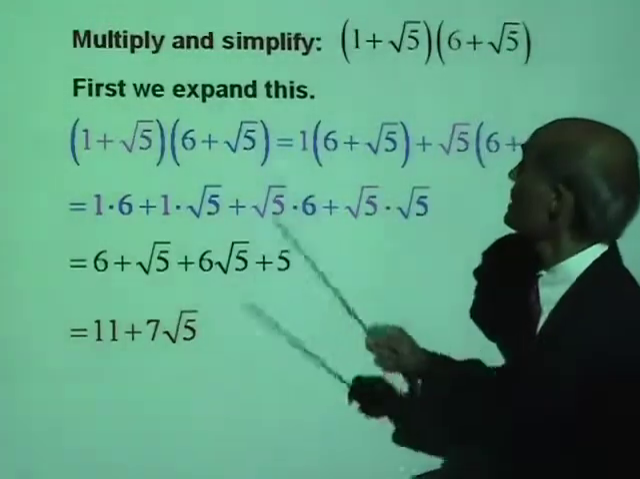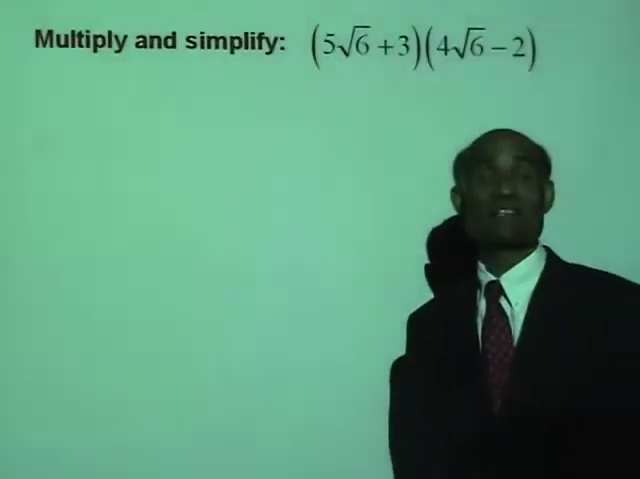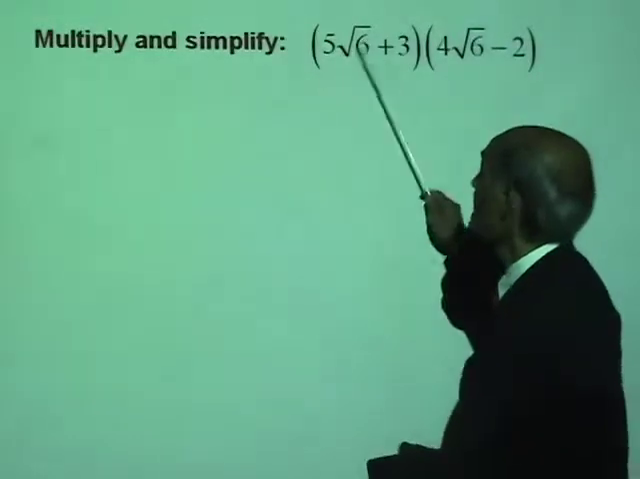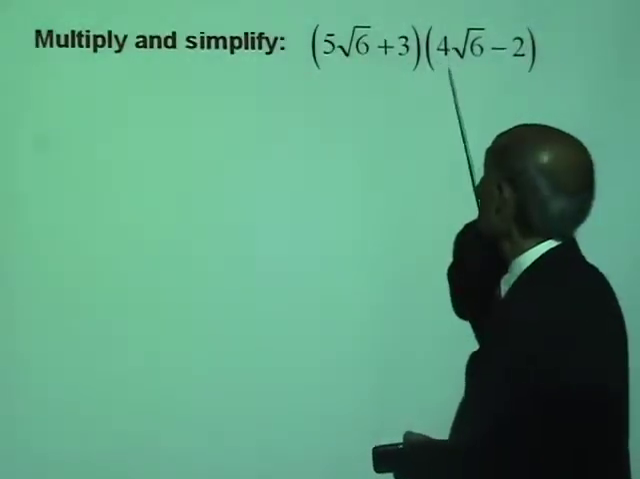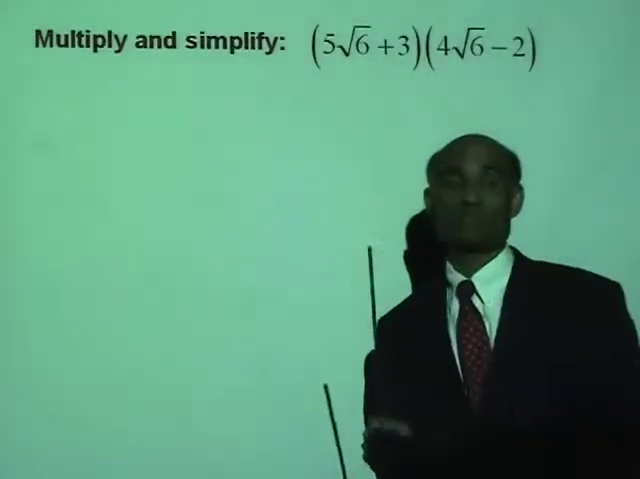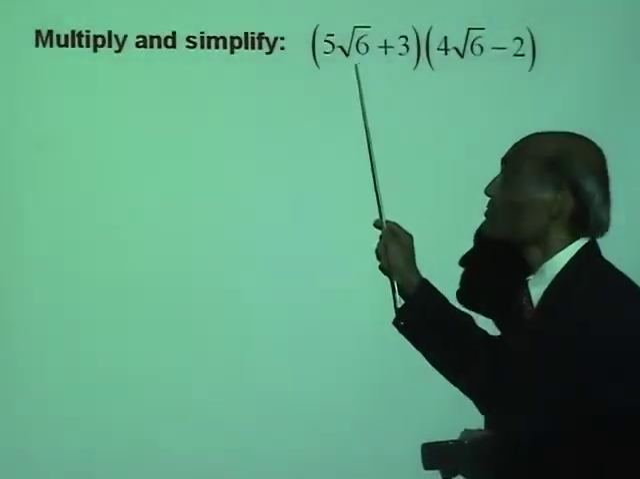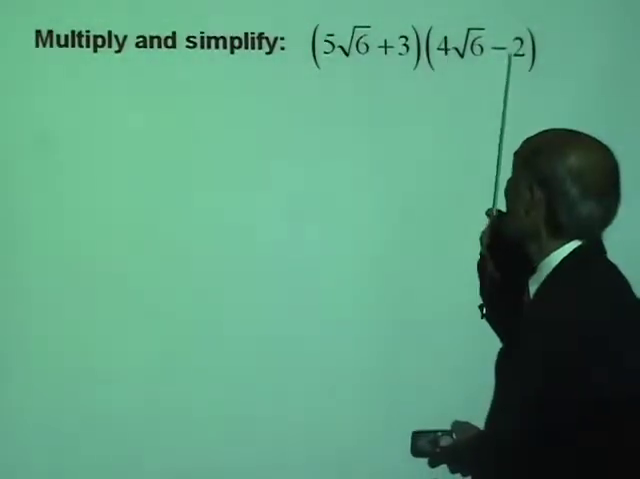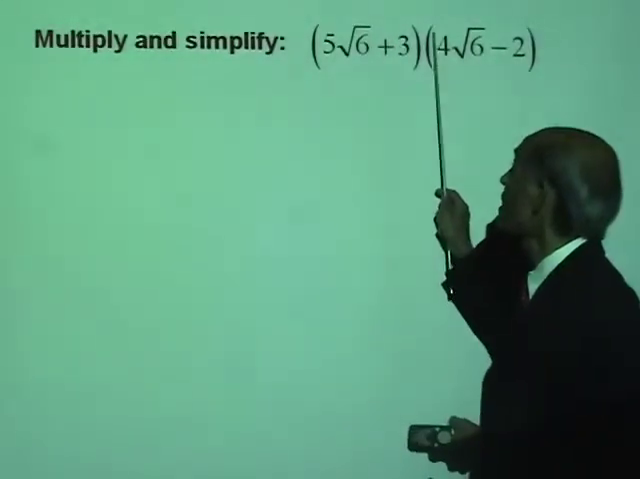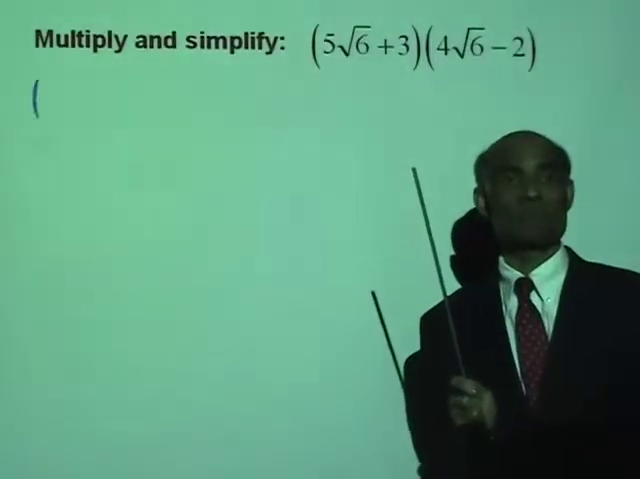Okay, let's do another one. Multiply and simplify. 5 square root 6 plus 3, the quantity, multiplied by 4 square root 6 minus 2. Again, we take the 5 square root 6 and multiply the second quantity, and then multiply plus 3 with each of the quantities in the second parenthesis.